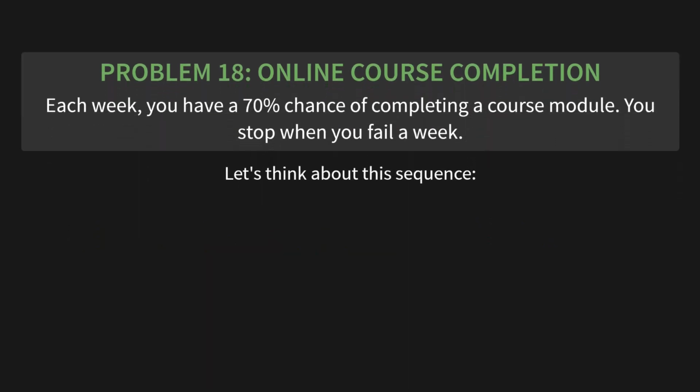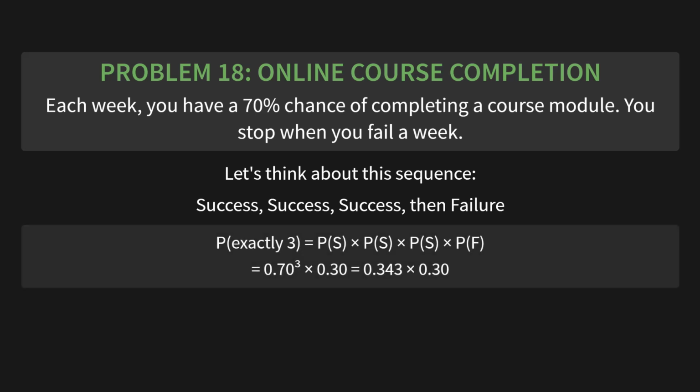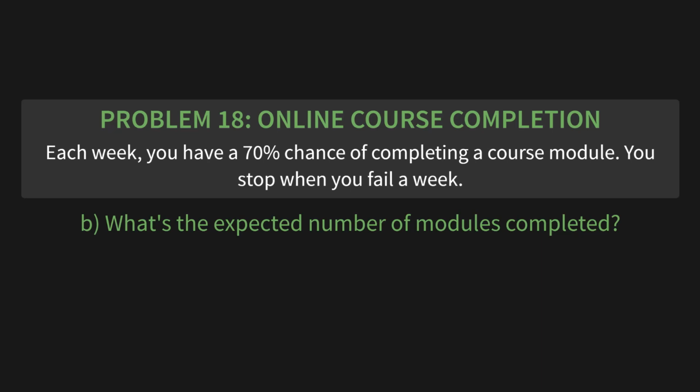It's that specific sequence. So we calculate 70% times 70% times 70% for the 3 successes times 30% for the failure. That's 0.7 cubed times 0.3, about 10% chance. 1 in 10 students will complete exactly 3 modules. Now for the big question. On average, how many modules will you complete before dropping out?